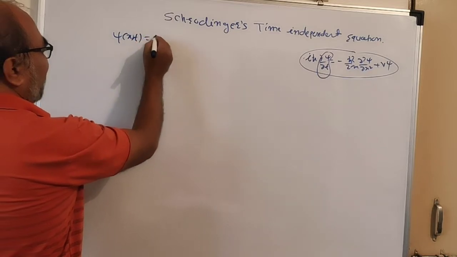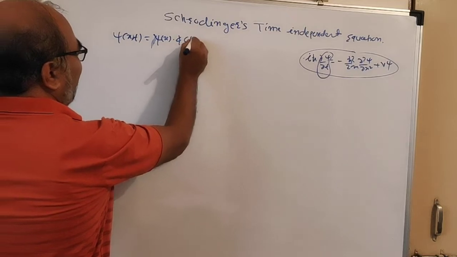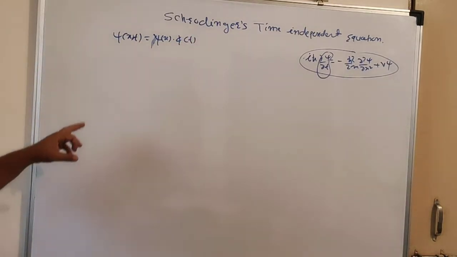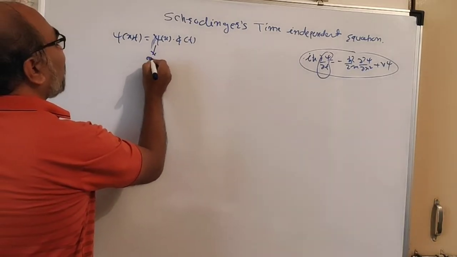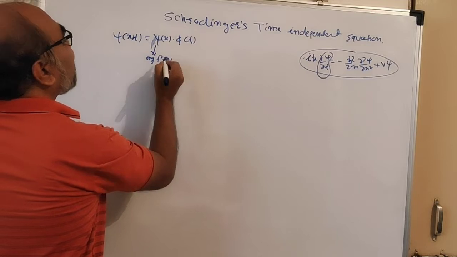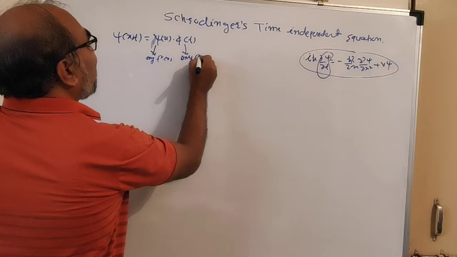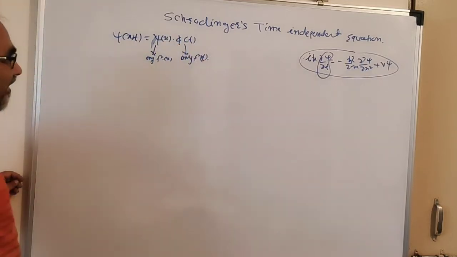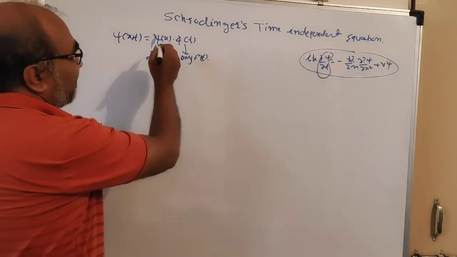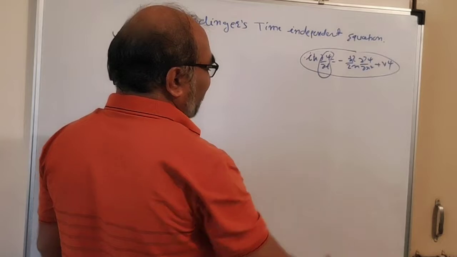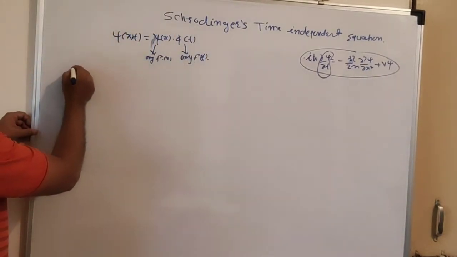is a function of ψ(x) and φ(t). So ψ is only a function of x, whereas φ(t) is only a function of t. And therefore we substitute ψ(x,t) equal to ψ(x)φ(t) in Schrodinger's equation. First we write Schrodinger's time dependent equation.